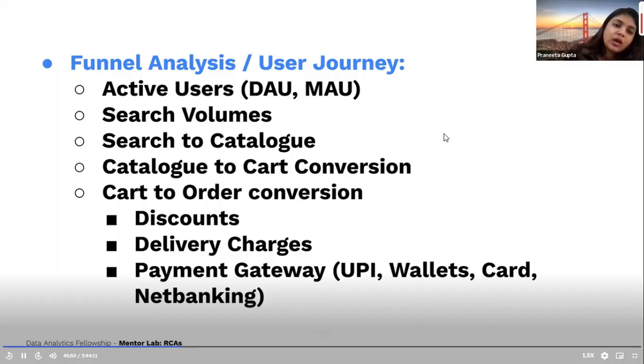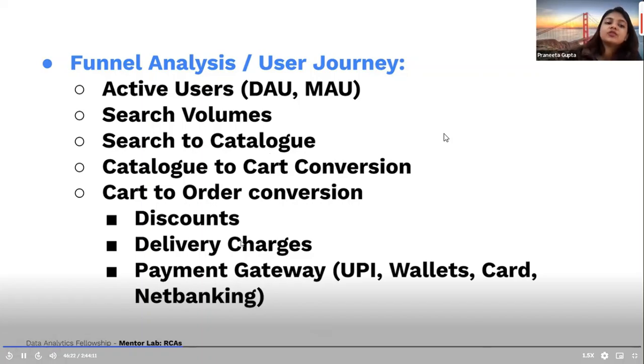Then finally, we got to cart to order conversion. And again, I split it into 3 or 4 points where we were looking at discounts, we were looking at delivery charges, we were looking at payment gateways. So essentially, what I was remembering is what all do I see on the web page or the app when I finally go to place the order? Even though I've added items to my cart, there are still 3-4 options that come to me after adding items to the cart, right?